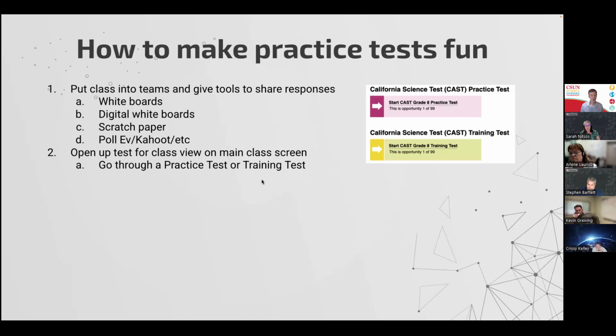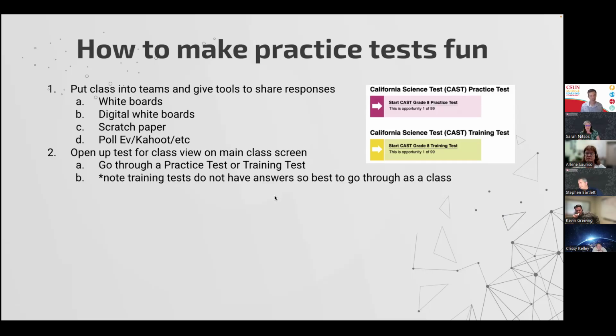You can go through the practice of the training test together as a class, and note that the training test doesn't have the answers available to you anywhere, so you have to figure out the answers ahead of time.